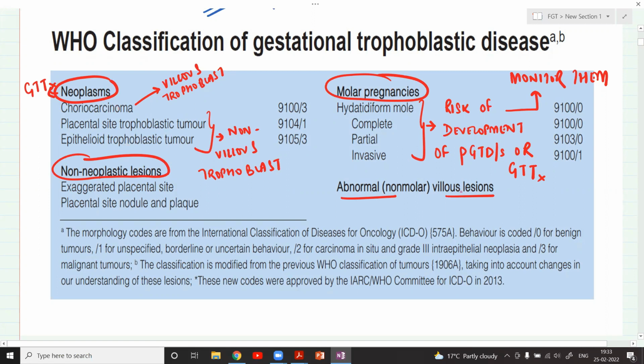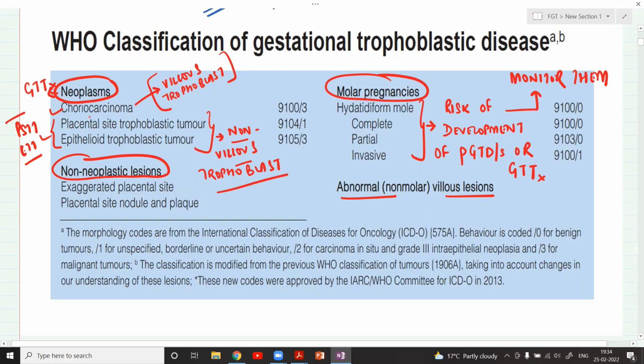Among the neoplasms, we have choriocarcinoma and we have placental site and epithelioid trophoblastic tumor, also called PSTT and ETT. Now, what is the difference between the choriocarcinoma and these two tumors? The choriocarcinoma phenotype resembles the villus type of trophoblast, whereas the PSTT and the ETT basically resemble phenotypically the non-villus trophoblast. This is very important. That is why the grouping is such.